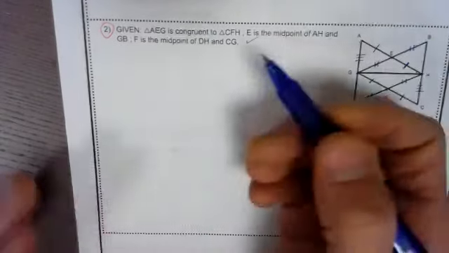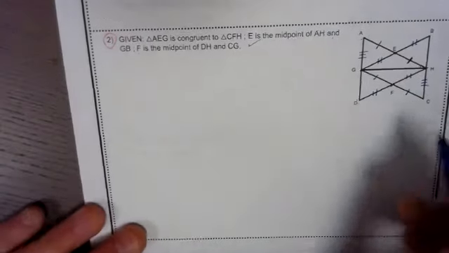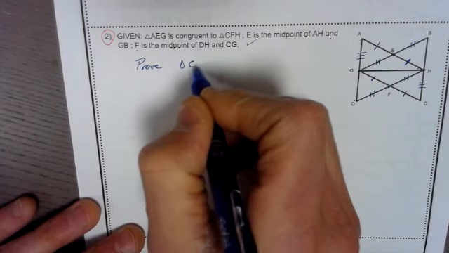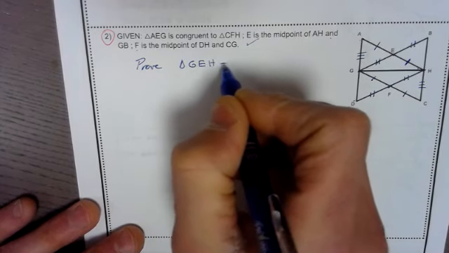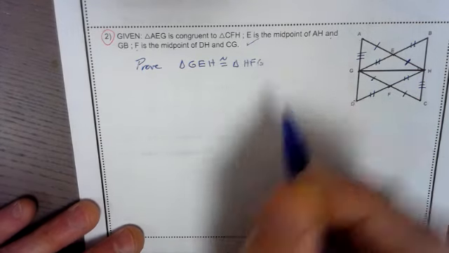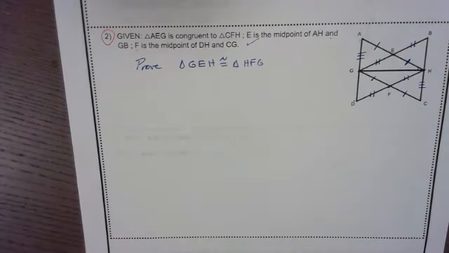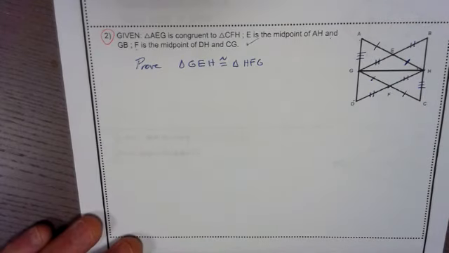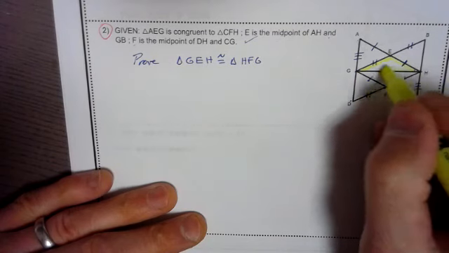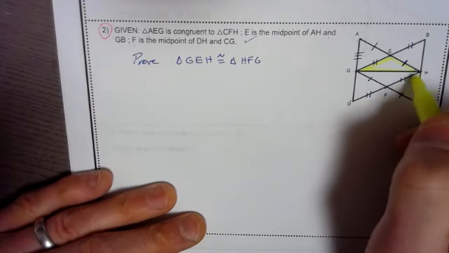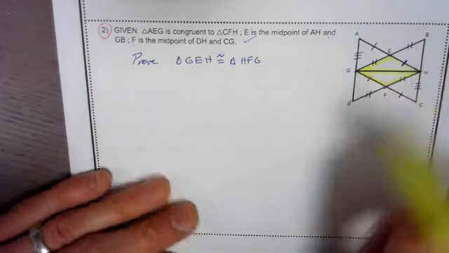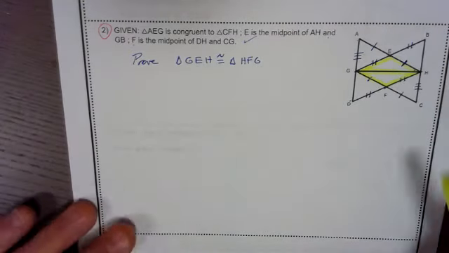And you're looking at this and you're like, but Mr. Kowalczyk, there's no proof. That's correct, I forgot to type it in there. We are asked to prove triangle GEH is congruent to triangle HFG. Okay, cool. So let's take a look at that. Get out the highlighter, triangle GEH is congruent to HFG. All right, so we're focused on what's going on here.